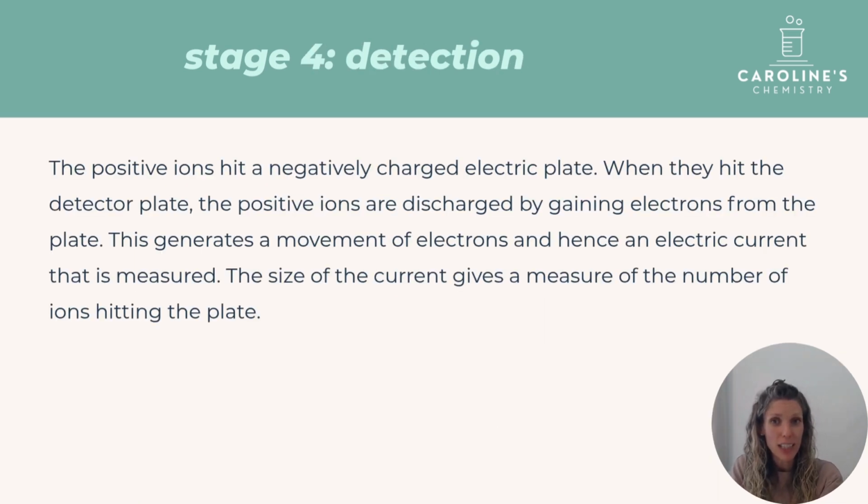Then the final stage is detection. So detection happens when these positive ions have reached the end of the tube and they are hitting a negatively charged electric plate. When they do that, those ions are gaining electrons from the plate, meaning therefore we generate a current, and it's the current that is being measured. It's the size of the current that gives us the abundance of ions hitting the plate. So we get two bits of information here, remember. We get the mass, and we also get how much, the abundance of each sample. And that's to do with the size of the current that's generated at this detection plate.